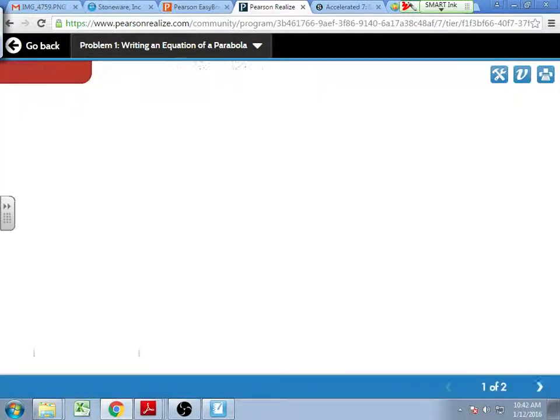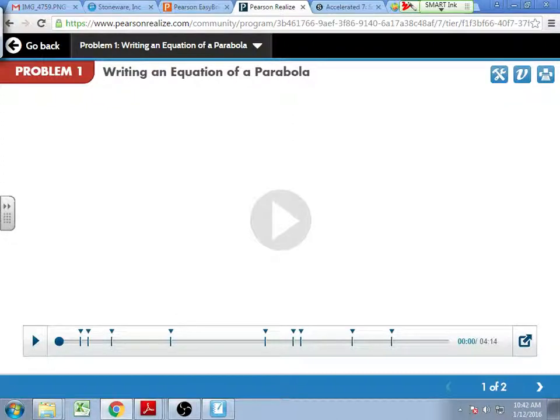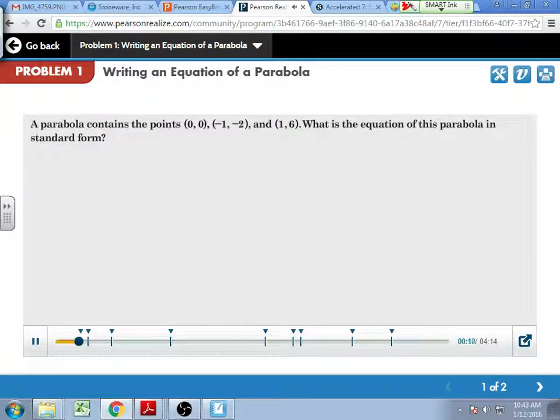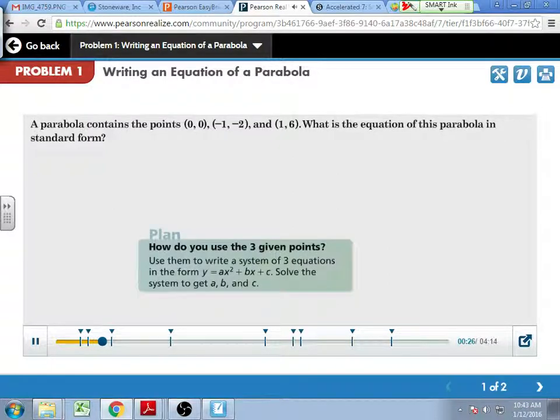So we have these 3 points: (0, 0), (-1, -2), and (1, 6). We know that every parabola is going to be of the form y equals a times x squared plus b times x plus c. Then solve the system to get a, b, and c.